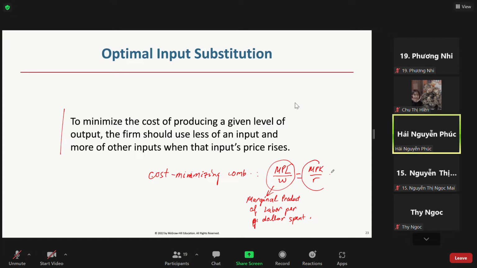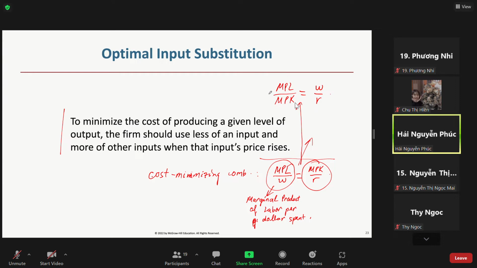Recall that, let me briefly give you the connection. This formula essentially gives us the following. We have MPL divided by MPK, the ratio of marginal product of labor to marginal product of capital, should be equal to the wage divided by the cost of capital.